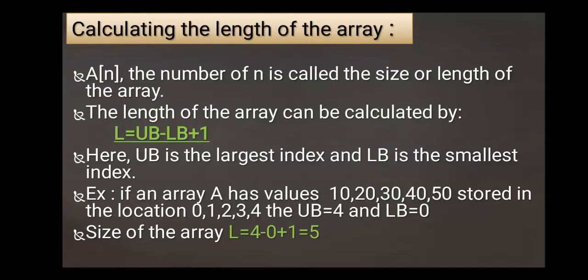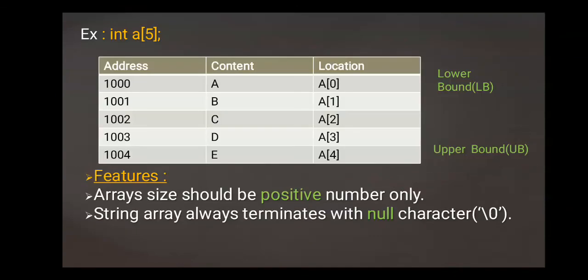Calculating the length of the array. A[n], the number n is called the size or length of the array. The length of the array can be calculated by using L is equal to UB minus LB plus 1. Length is equal to UB, upper bound, minus LB, lower bound, plus 1. UB is the largest index and LB is the smallest index.